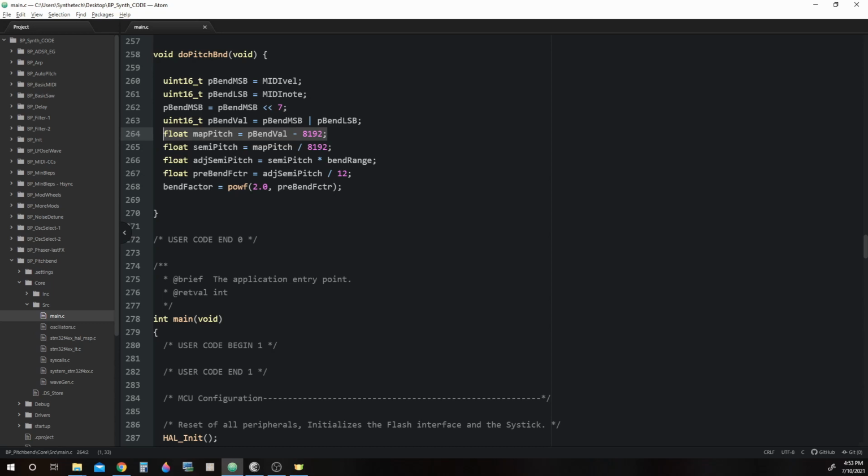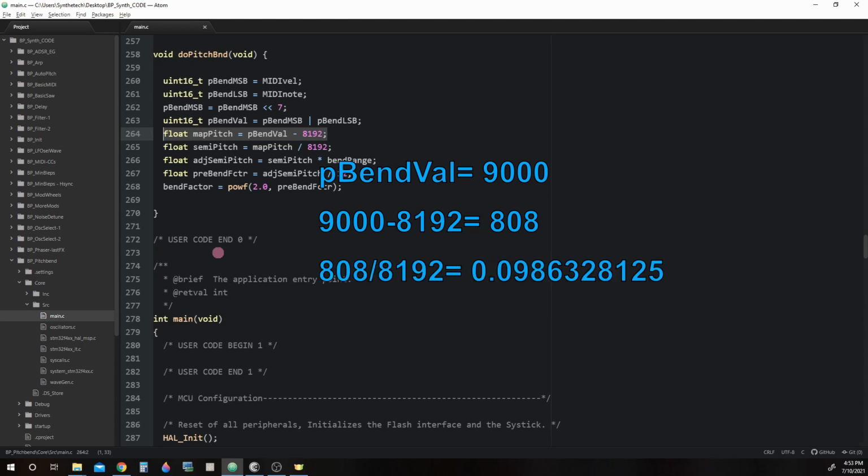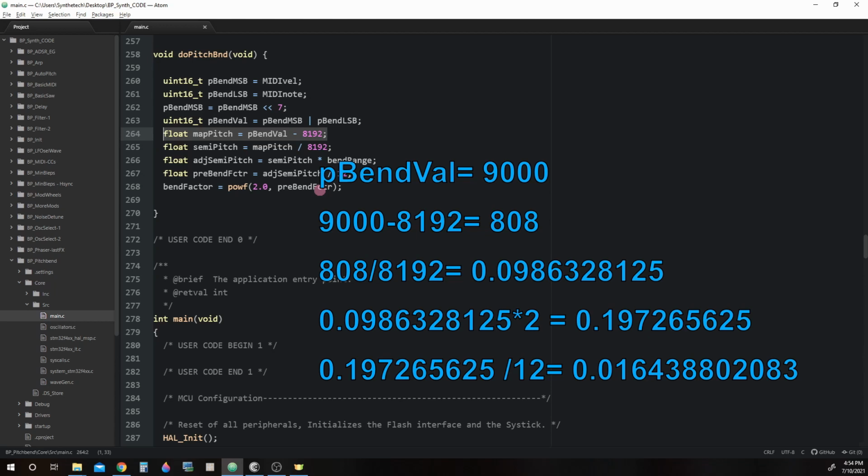Let's give the function a try with a value of 9,000. p-bend val equals 9,000. 9,000 minus 8192 equals 808, a positive value, which means we're pitch bending up. 808 divided by 8192 equals 0.0986328125. 0.0986328125 times 2, which is our pitch bend range, equals 0.197265625, and then 0.197265625 divided by 12 equals 0.01643880283. This is where we're dividing by 12 for our semitone.